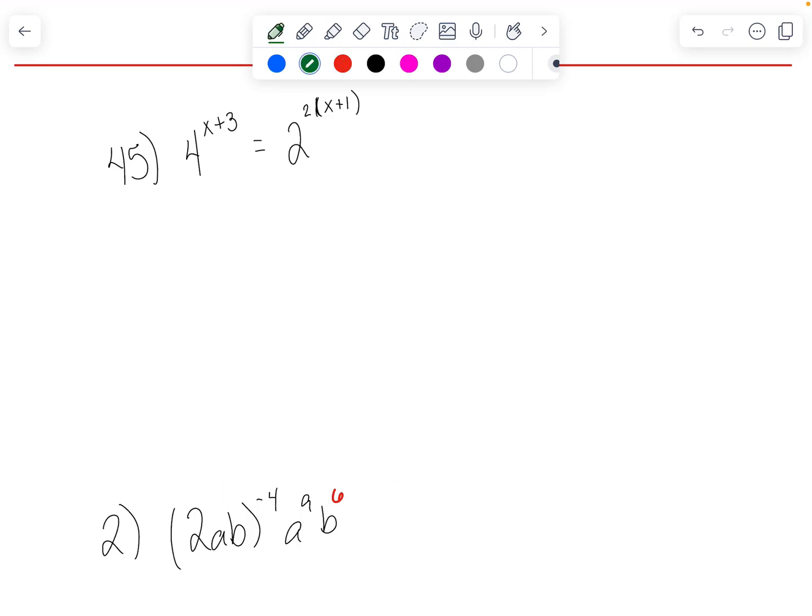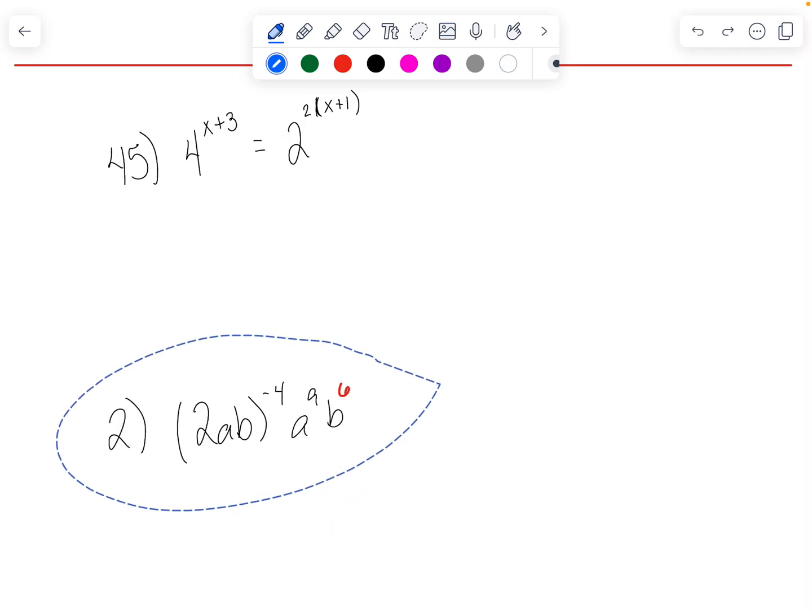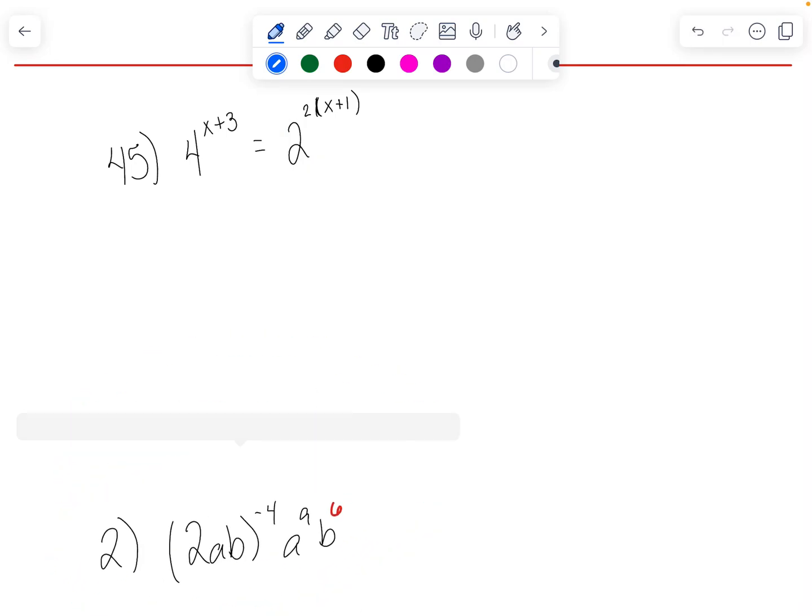Here I have 2 and 4 for my bases. They are unlike bases, so I can't do anything yet. But I do need to get them in the same base. I need to ask myself, can 2 to some power make 4? And it can. 2 to the second is 4. So instead of 4, let me write that as 2 to the second. But remember, we have this x plus 3. I have to bring down an x plus 3.